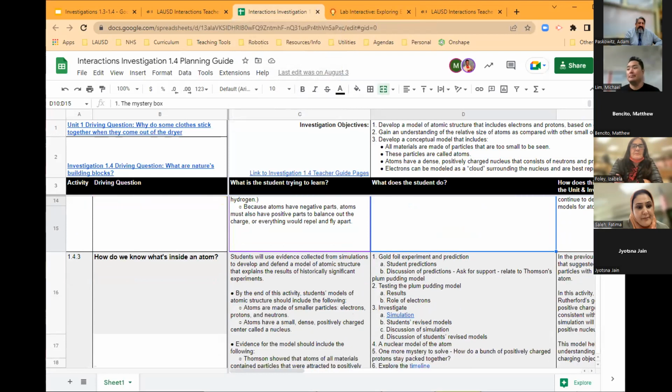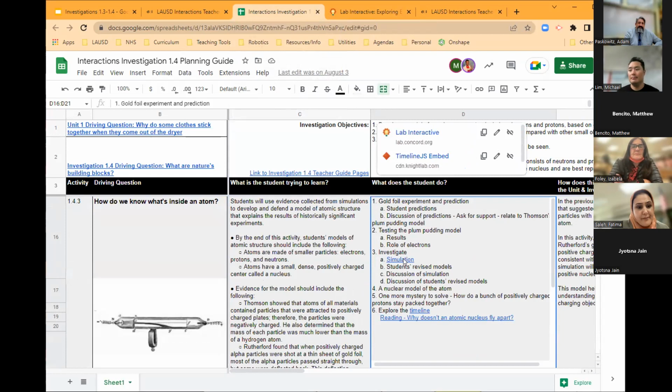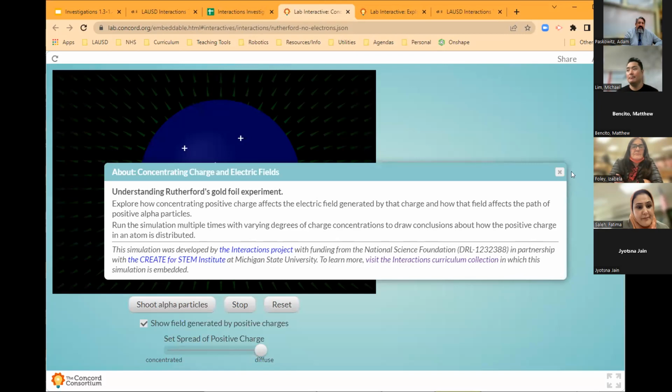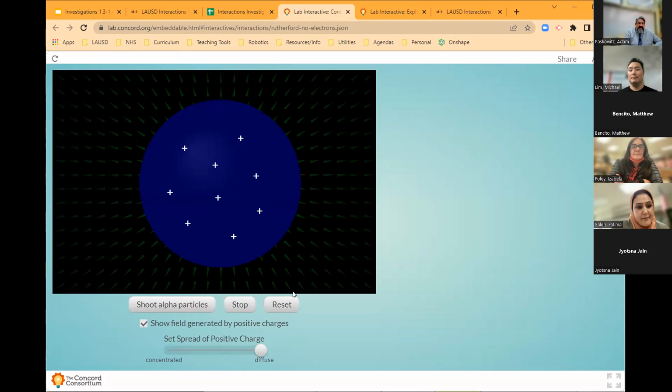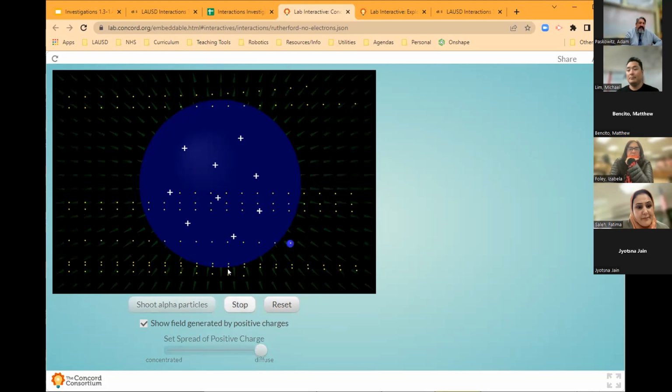In the next activity, we use a series of simulations, and this focuses on Rutherford's gold foil experiment. In Rutherford's gold foil experiment, he discovered the nucleus. So this is essentially J.J. Thomson's model: a positively charged mass with negative charges embedded in there.